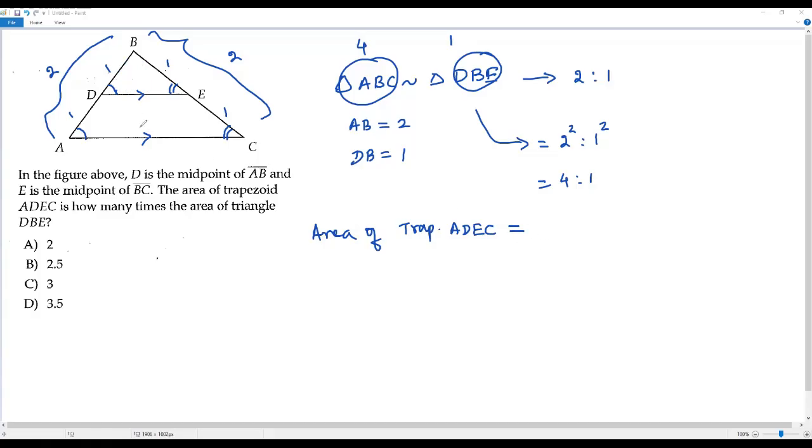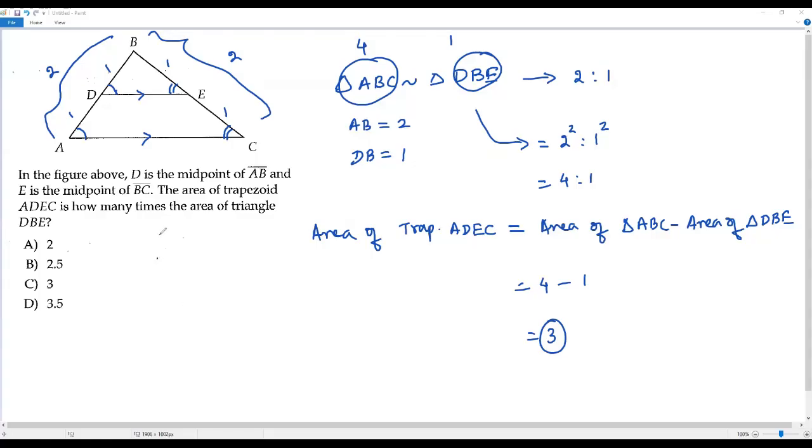To get the area of the trapezoid ADEC, what we can do is we can subtract the area of the smaller triangle from the area of the bigger triangle. That is area of the bigger triangle ABC minus area of the smaller triangle DBE. Okay, so from this ratio, already we have assumed 4 as the area of the bigger triangle ABC, and area of the smaller triangle DBE is just 1. Then we get 4 minus 1 is 3. Now I got the area of the trapezoid ADEC, that is 3.